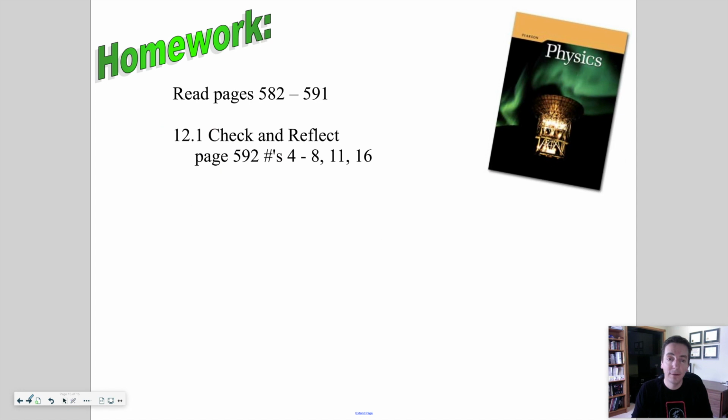Okay, so that is it for section 12.1. I recommend for sure reading the textbook, especially in this environment with our online learning. Q&A will come later during office hours, but for now, just a few questions for homework on page 592, numbers 4 to 8, 11, and 16.